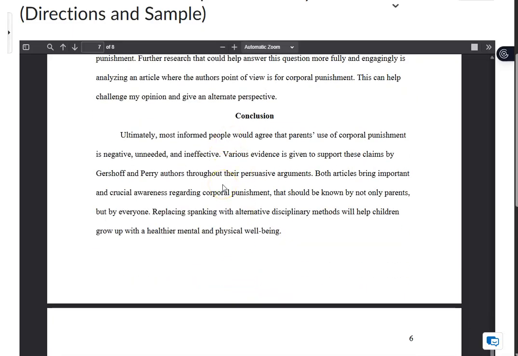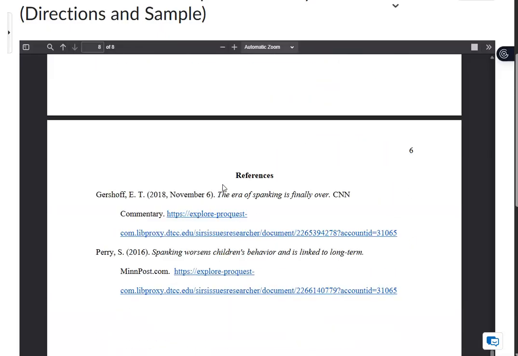I personally did not write this essay. I do not like the conclusion. I'm hoping for a little bit more from you.